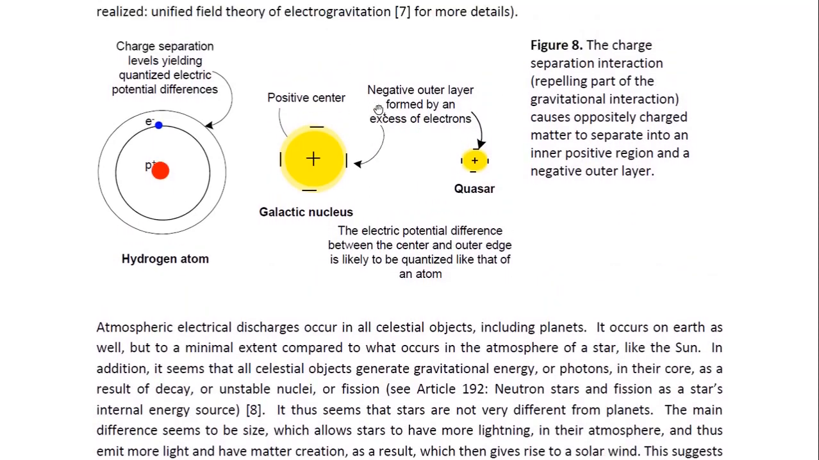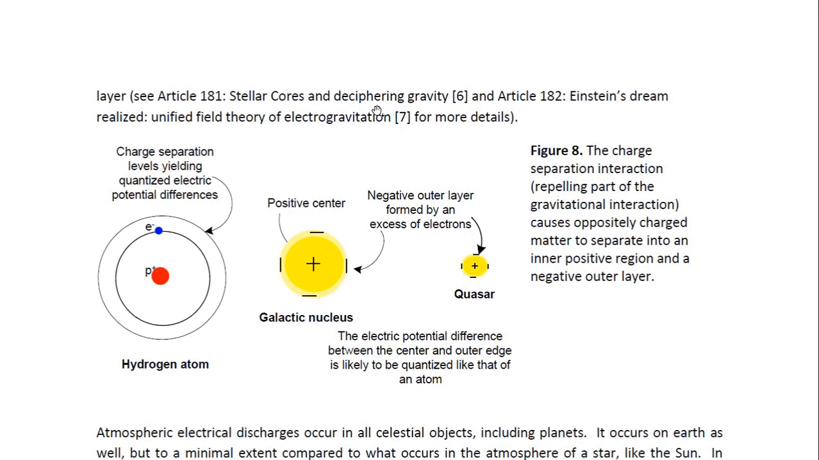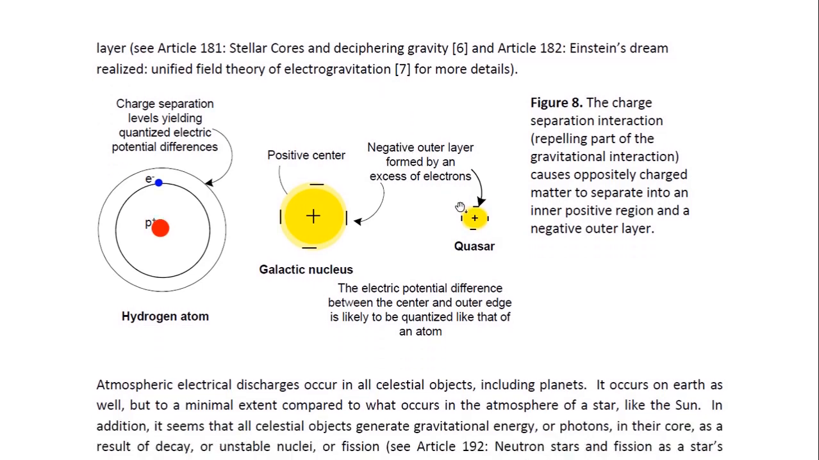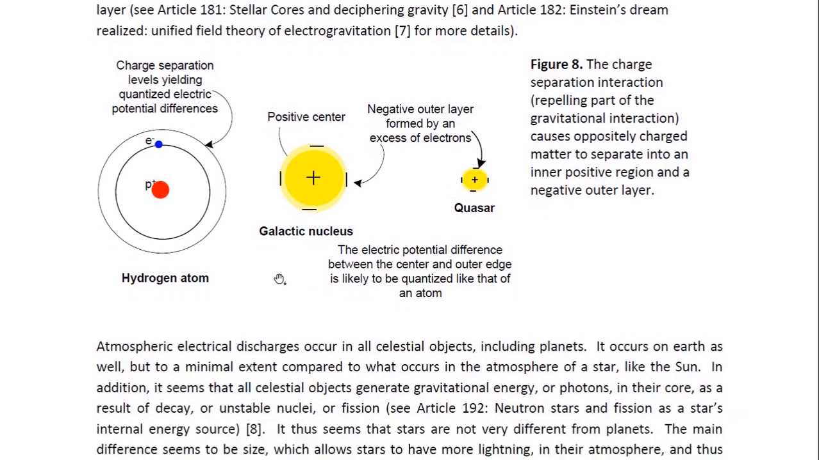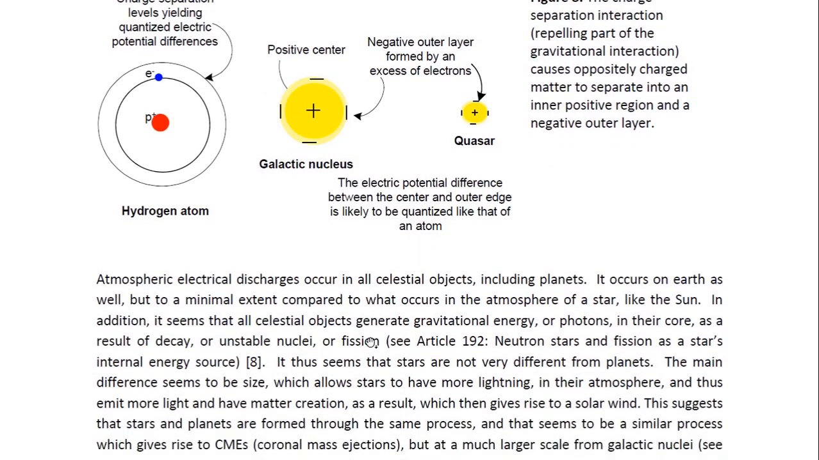Now, the two interactions, the electrostatic and the gravitational interaction, by playing against each other all the time, give rise to the structure that we observe in the universe. From what we see in atoms, which have dense cores, which are positively charged, which is the nucleus of the atom, and then an outer layer made of electrons in orbits around the nucleus, to stars and planets and galactic nuclei and even quasars, which all have positive cores and negative outer layers.